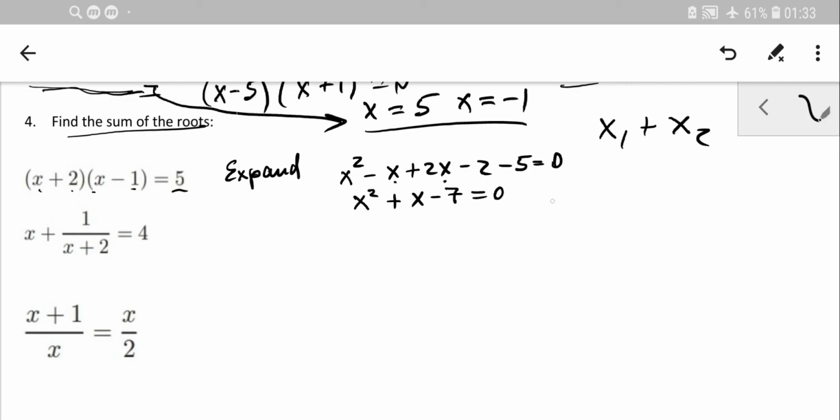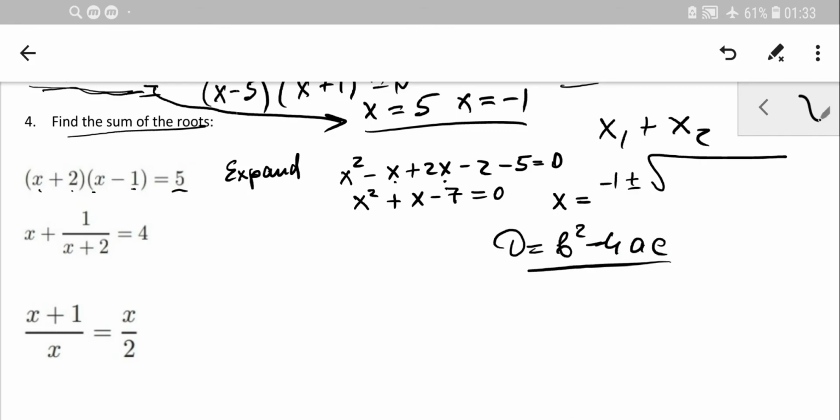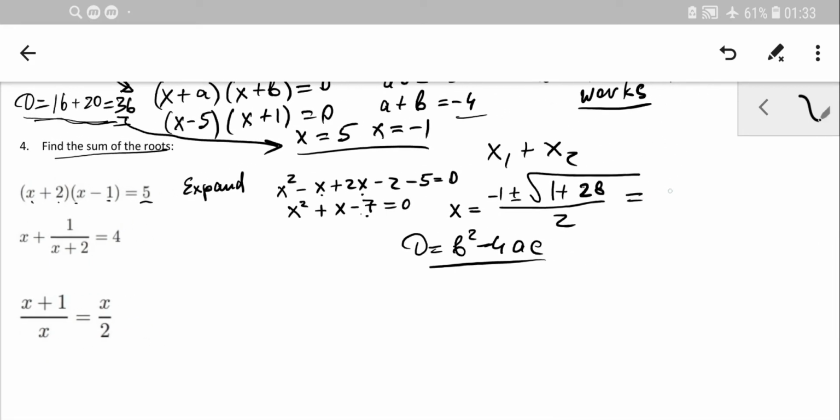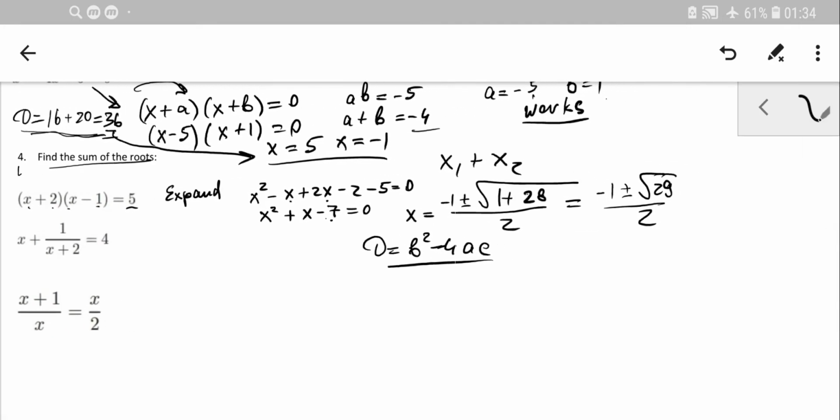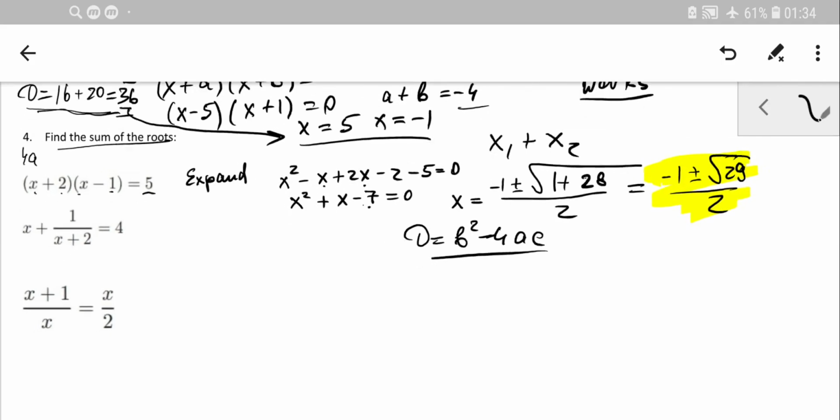So we get the following: x equals minus 1 plus or minus the square root of the discriminant, and the discriminant is 1 squared. Just remember b squared minus 4ac. So let's calculate the discriminant. It's 1 plus 4 times 7, which is 28, over 2. So finally we get minus 1 plus or minus the square root of 29 over 2. That's the solution for 4a. Okay, we've got that. So let's move next.